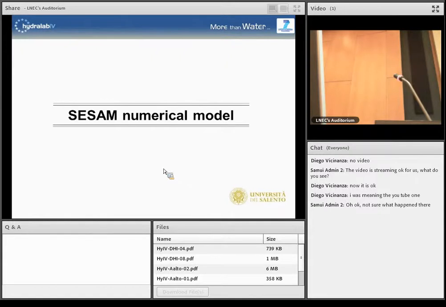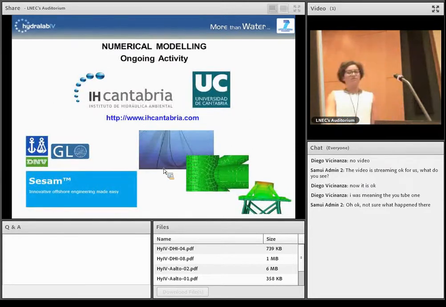SESAM is a super element structural analysis model, the software chosen for this work. It is developed in Norway by DNV Software, based on the super-element technique of the finite element model with a focus on the solution of structural engineering problems for the offshore and maritime industries. The turbine that we chose for this study is the spar buoy type.